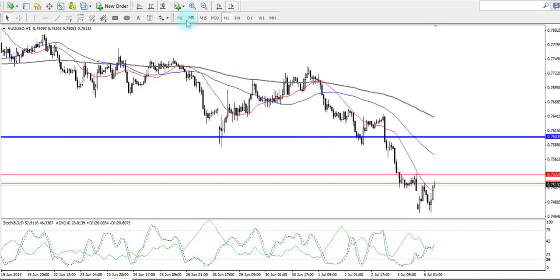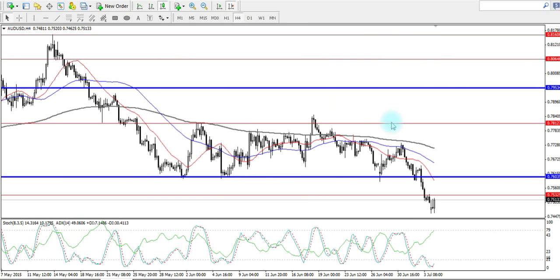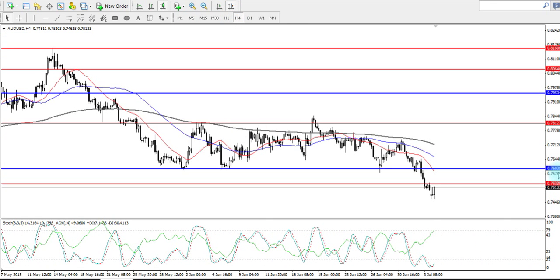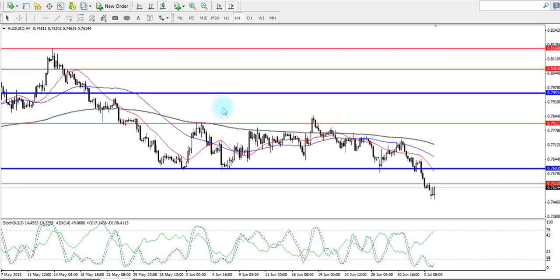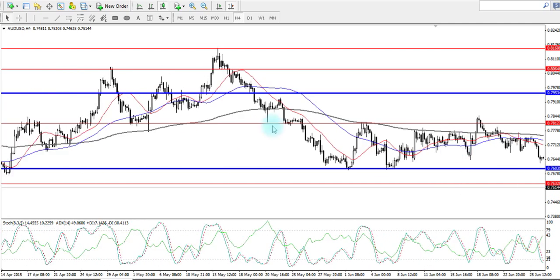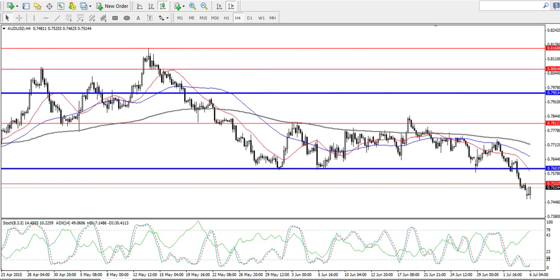Next we have the Aussie against the US dollar. Back to the 4-hourly charts, price has broken below the previous low, or rather the 3-month low, and therefore signals the price may fall even further. So I'm going to pause here for a while to plot the Fibo expansion.